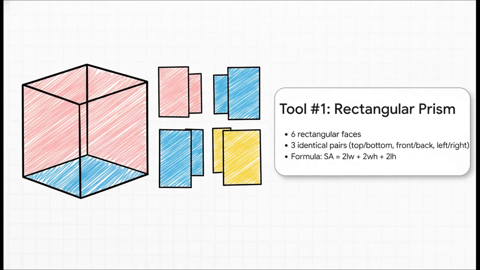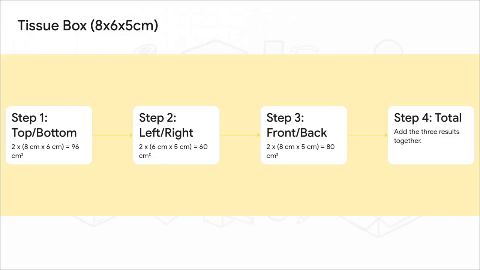Okay, tool number 1 is for the shape you see the most, the classic box, or rectangular prism. Super simple, right? It's got 6 sides, and they come in 3 identical pairs, a top and bottom, a front and back, and a left and right. So the formula just does this. It finds the area of one of each pair, length times width, width times height, length times height, and then just doubles each of those to get all 6 sides covered. Easy. Let's actually put this to the test with our tissue box.